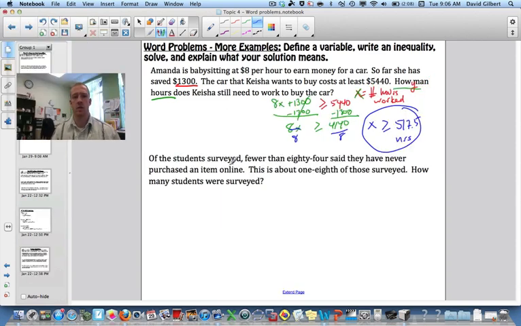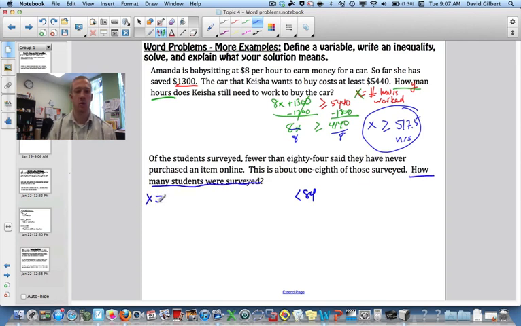Alright, second example, of the students surveyed, fewer than 84, so that's less than 84, said they have never purchased an item online. This is about 1/8 of those surveyed. How many students were surveyed? So there's our question, how many students were surveyed?